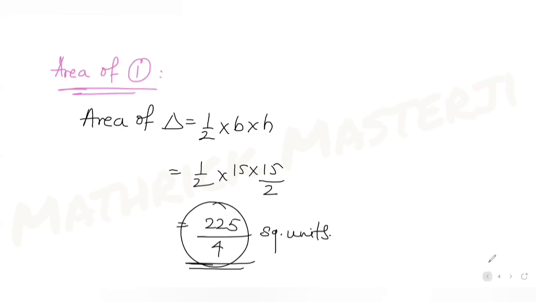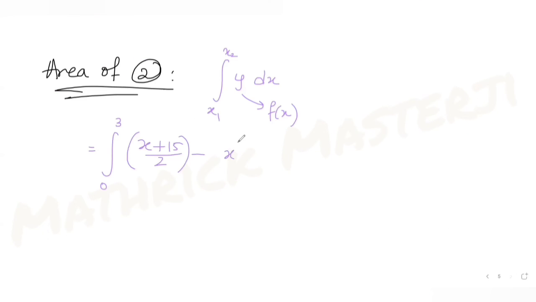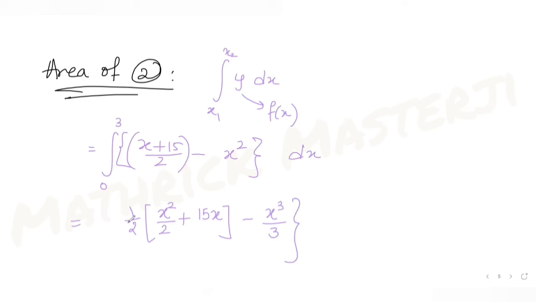minus y in terms of the parabola's equation, it is x squared. So minus x squared dx. So now if I take the integral of this expression, we get this as half common. Integral of x plus 15, integral of x is x squared by 2 plus integral of 15 is 15x minus integral of x squared, which is x cubed divided by 3. The whole thing has the limits 0 to 3.